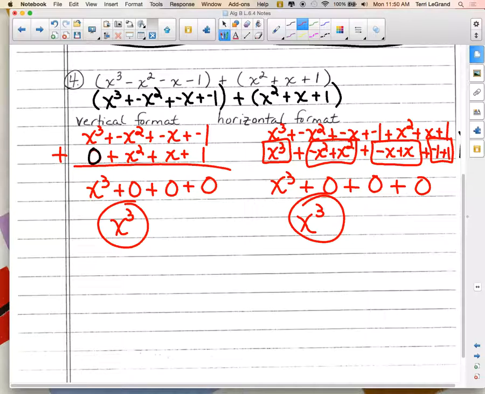I got a cubic monomial for an answer. So when I added it vertically, I needed a placeholder in the second polynomial for the x cubed. I just put a 0 there. Good. When you add 0 to something, what happens? Does it change it? No. Okay. Michaela, how do you know where to put the 0? Because I put it under the -1 and then you put it there.